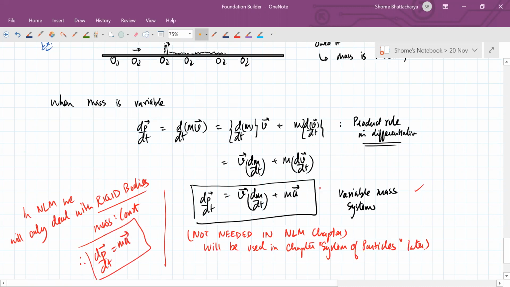So you can see this is basically a special case of this equation. If mass is constant, then this term dm by dt is zero. Okay, so just make a note of this.